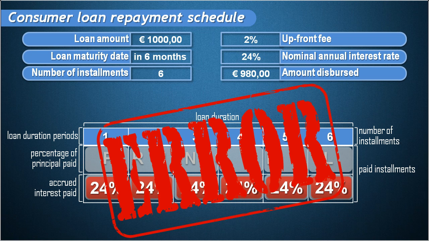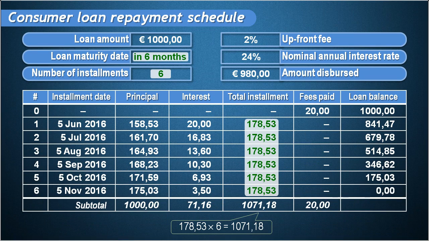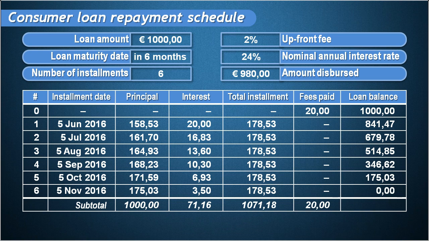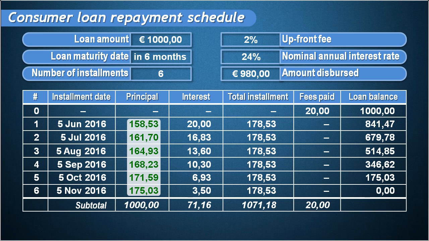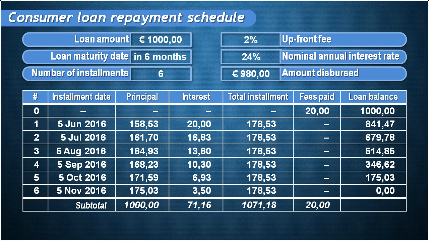Let me show you your repayment schedule. You have to repay your loan for 6 months, each month one equal installment. With every installment, you repay both part of the total amount you borrowed, the principal, and also part of the interest rate you are supposed to pay. Your interest rate amounts to 24% annually. In case of our example, 24%. However, your loan is for 6 months.